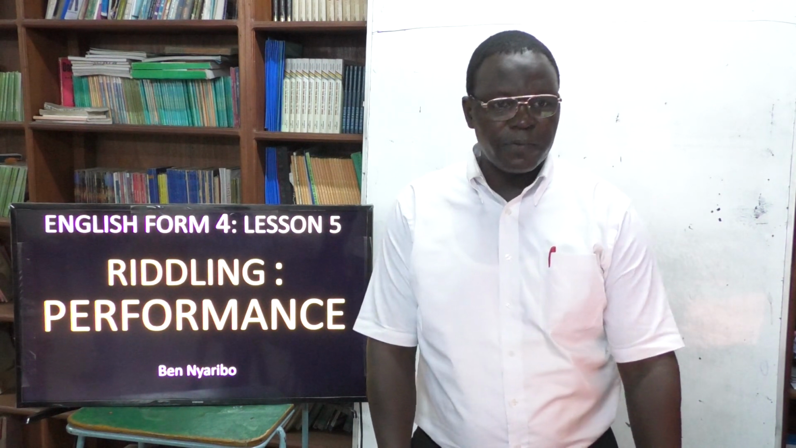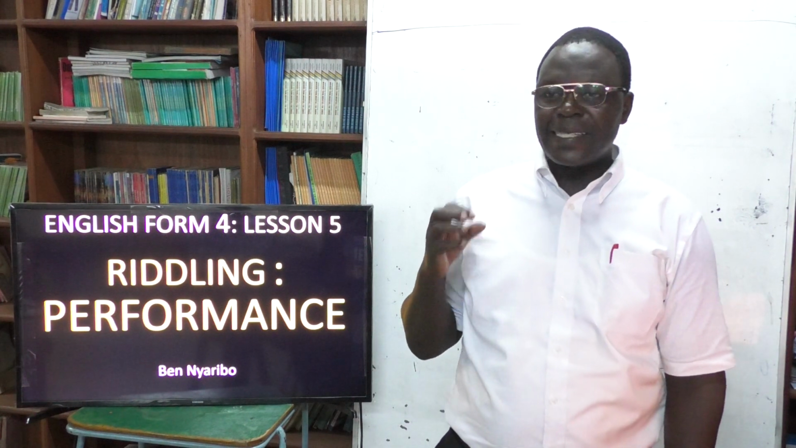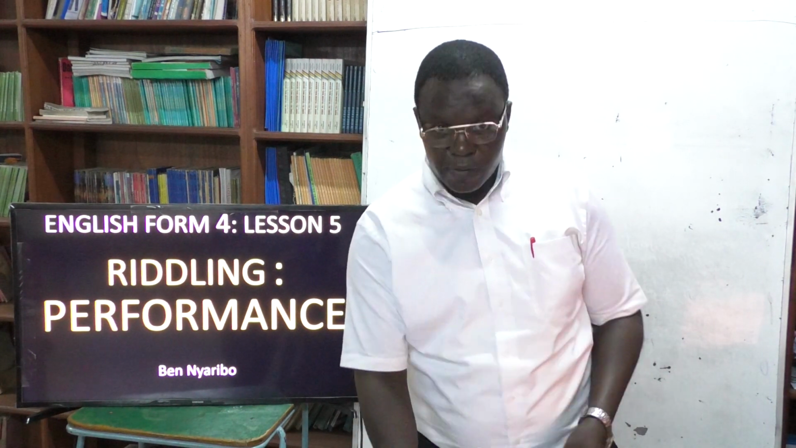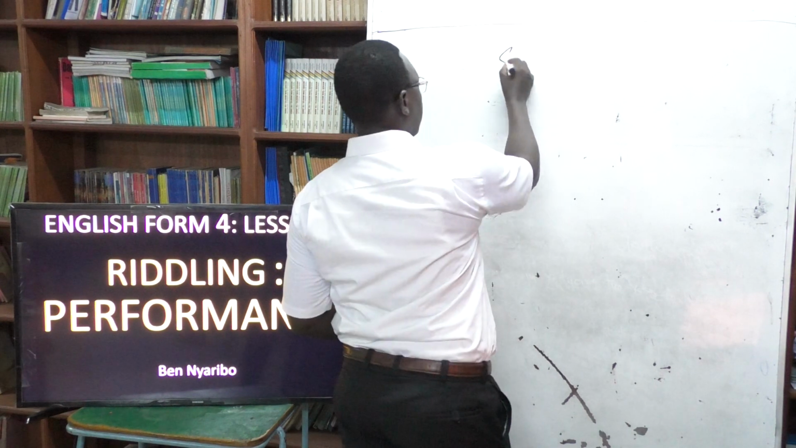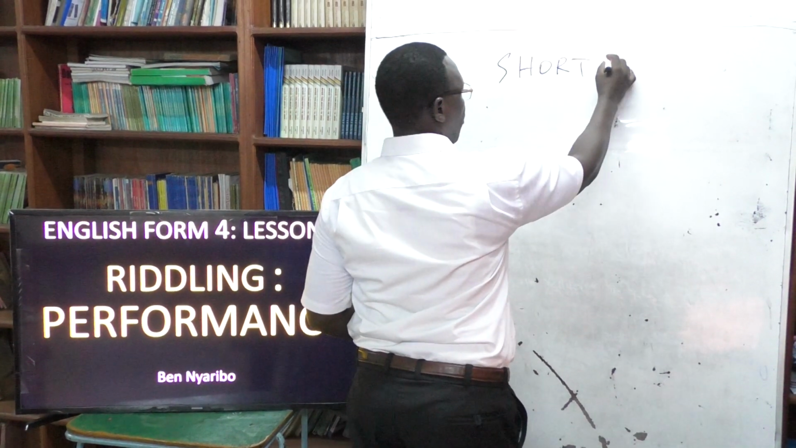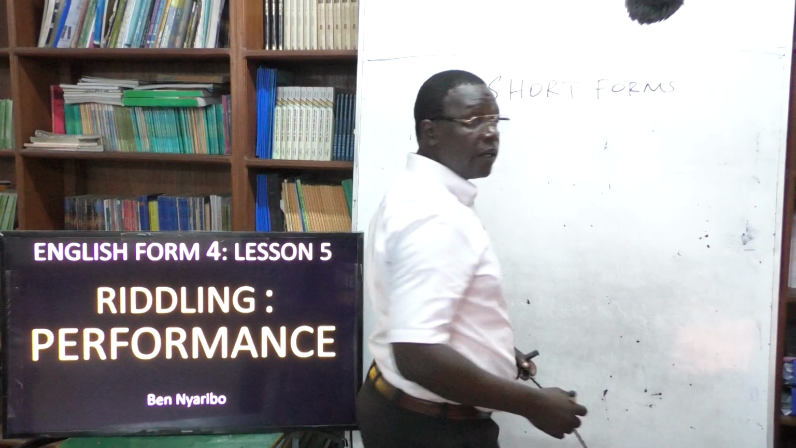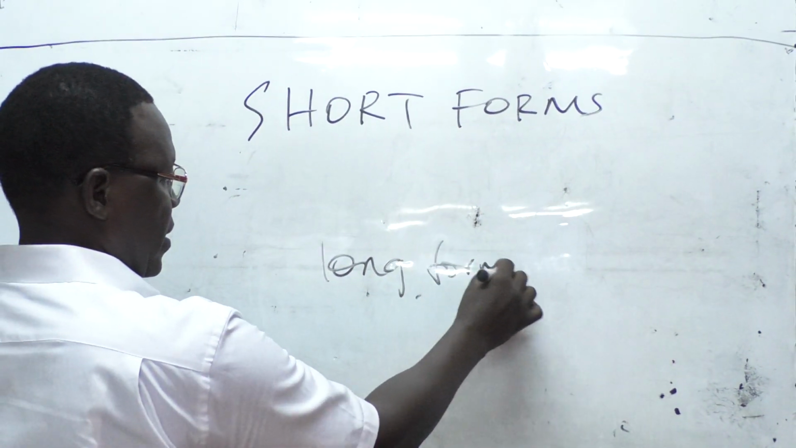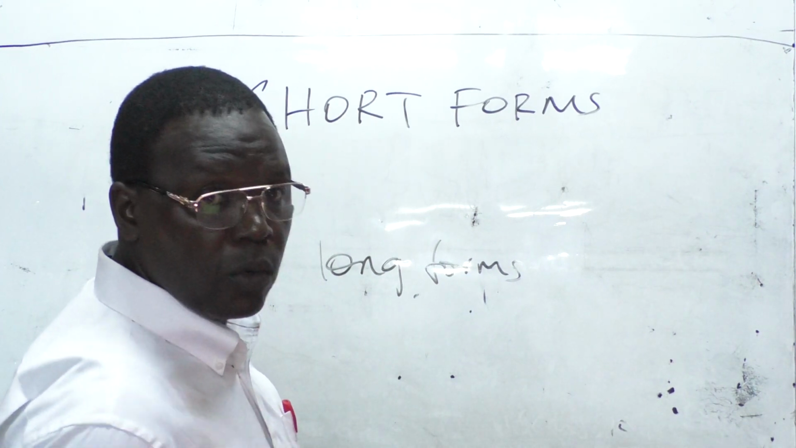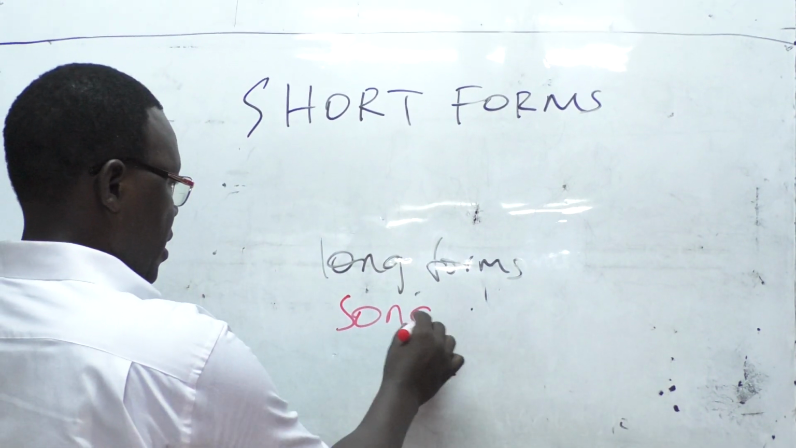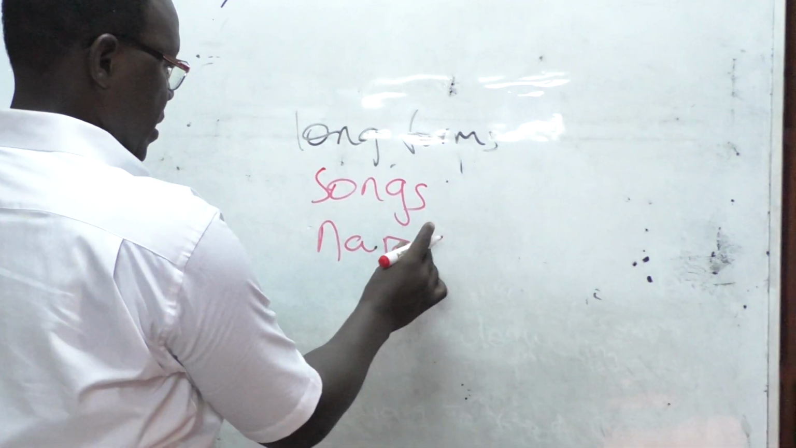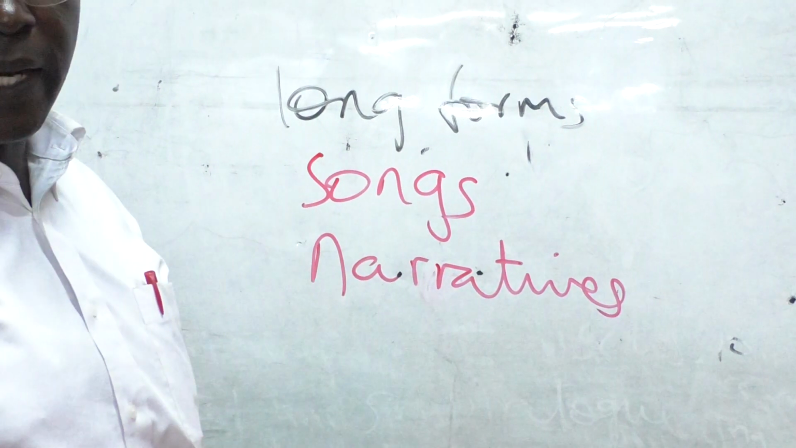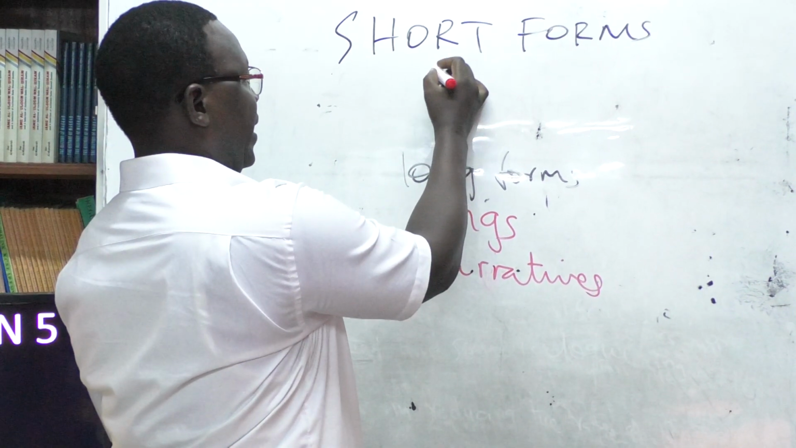Now, welcome to our Lesson 5, Riddling Session. The start of riddles is under what we call short forms. We have the long forms, which are songs and narratives. Prominently, we have the songs and the narratives.